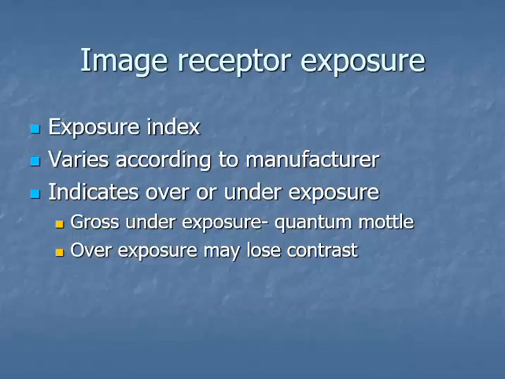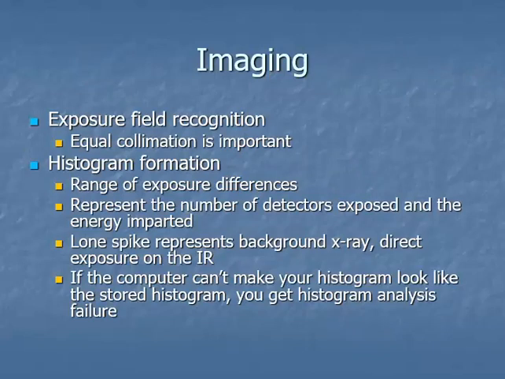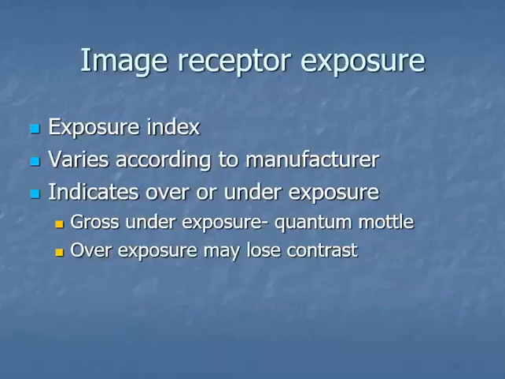The problem that we get into with just using the exposure index as an indication of whether or not we've got adequate exposure is that, going back here, if you have an exposure and your histogram represents a lot of direct exposure to the image receptor, that is going to skew your index number.